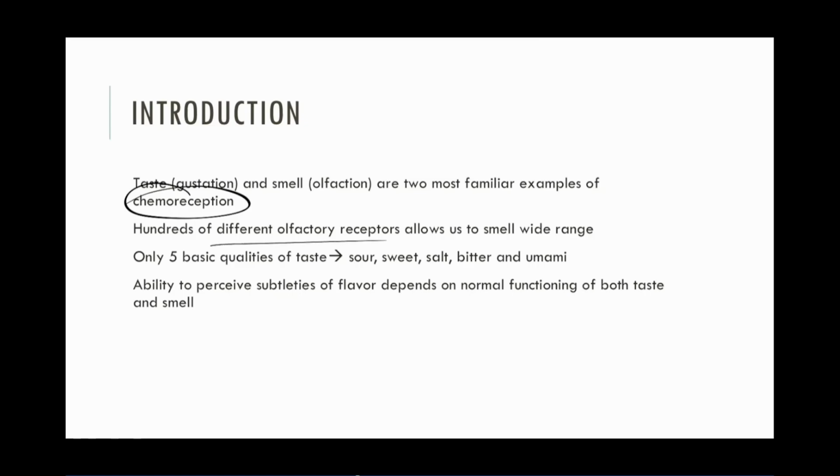Hundreds of different olfactory receptors. We've lost a lot of our smell sense through evolution. We don't need it. Obviously, if you have a dog, dogs have thousands of receptors for smell, because that's how they communicate, through smell, a lot more than we do. We have words now. There's only 5 basic qualities of taste: sour, sweet, salt, bitter, and umami. Those are the only 5 things we taste.